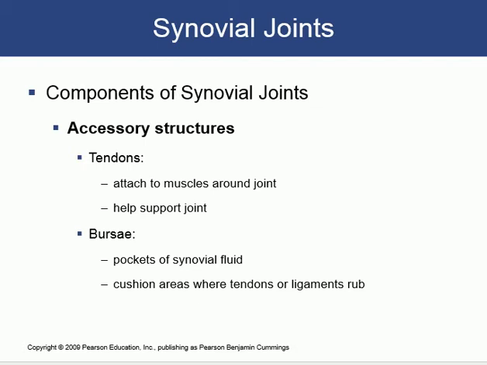Tendon, this is the attachment of the muscles to stabilize the joint. Bursae are pockets of synovial fluid. Synovial membrane, put it like pockets, a lot of pockets, spread around to decrease the friction between the tendon or ligament and the joint.